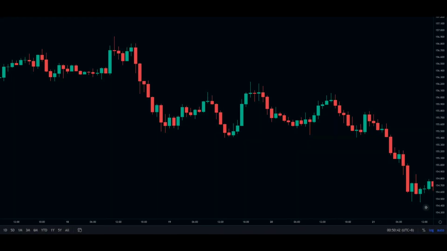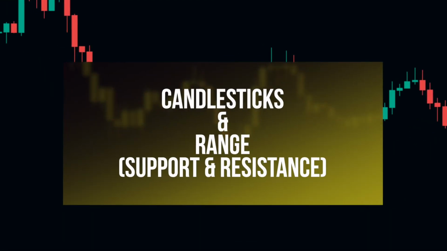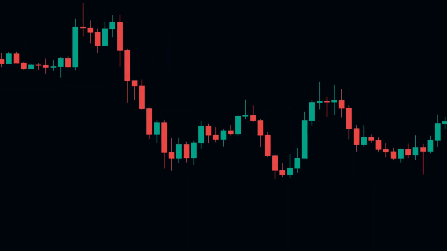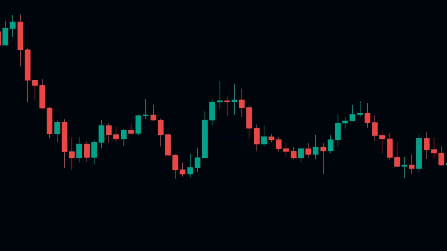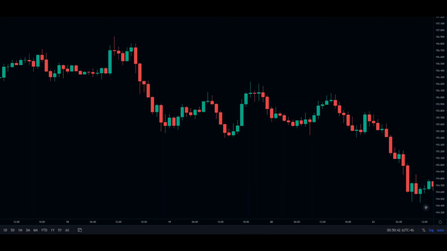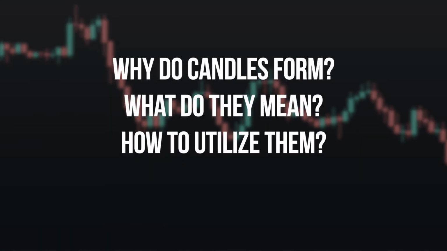To analyze price action, we use two things: candlesticks and range, also known as support and resistance. Candlesticks are a highly detailed form of charting. Using candlesticks, we can build a high probable prediction of what price is going to do next. I'm going to dive deep into candlesticks with you. I want you to fully understand why they form, what they mean, and how to use them to your advantage.